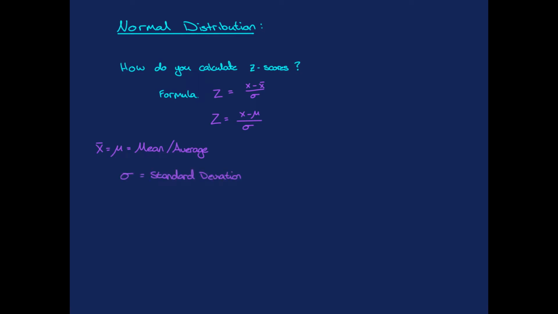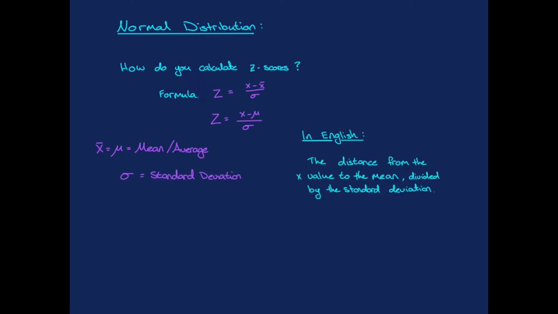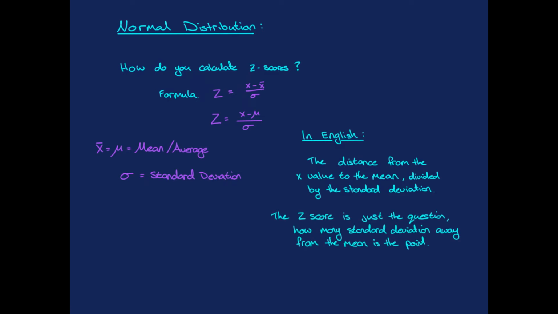So now we've seen a z-score, what are they and how do we calculate them? This is the formula for a z-score. So if we want to know the z-score of a random variable x that is normally distributed, it is simply the distance from the mean to that variable divided by the standard deviation. Here it is again with slightly different notation, using the Greek letter mu instead of x bar. This is how it should appear on your HSC formula sheet. However, mu and x bar are the same thing. They both mean the average. So the z-score is just the question, how many standard deviations away from the mean is the point in question?